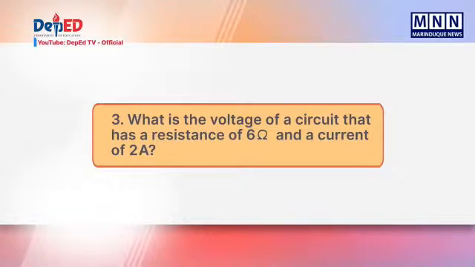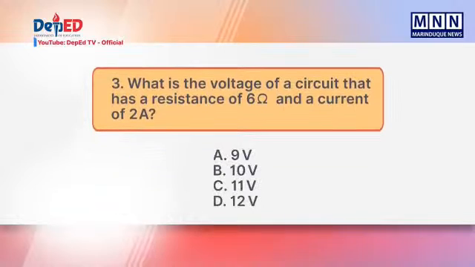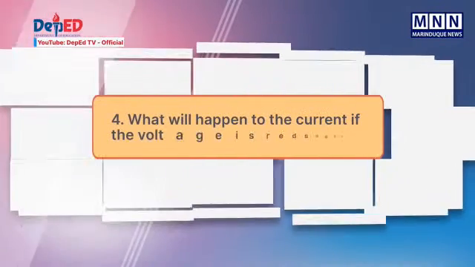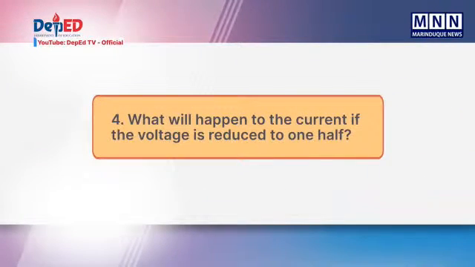What is the voltage of a circuit that has a resistance of 6 ohms and a current of 2 amperes? A. 9 volts. B. 10 volts. C. 11 volts. Or D. 12 volts. The correct answer is D. 12 volts.